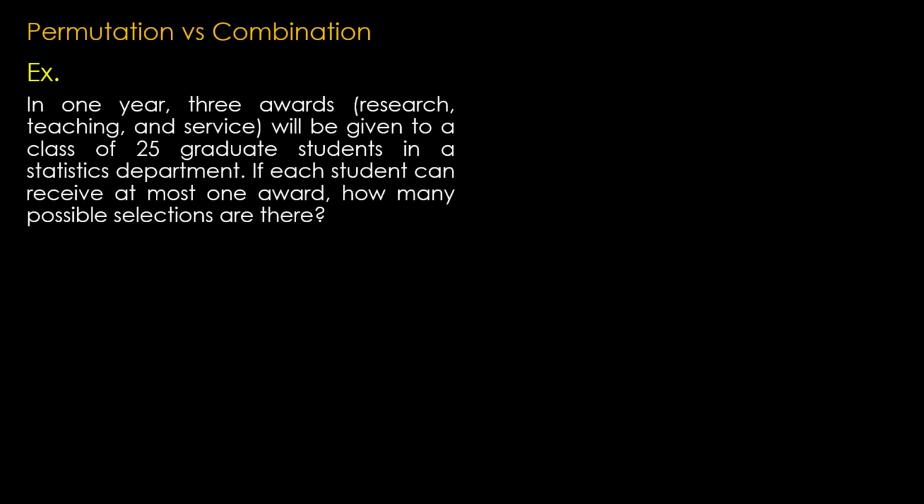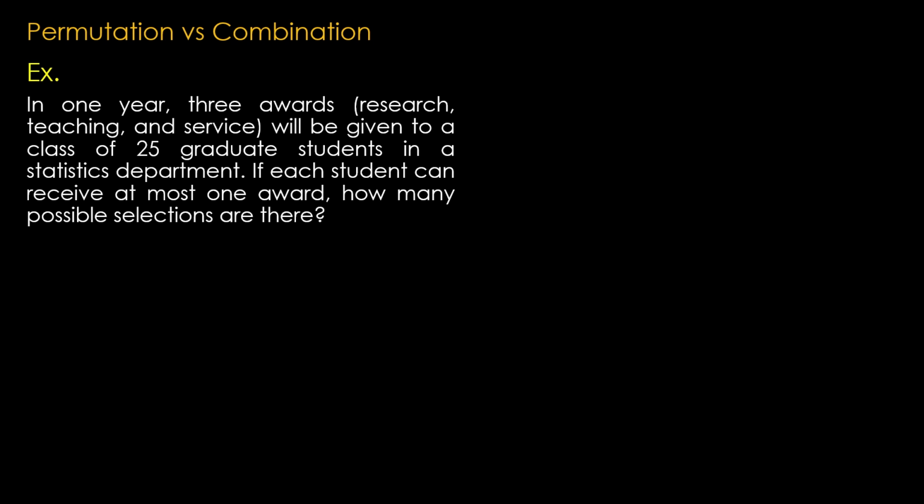So, is this a combination or a permutation? Actually, the difficult part here is to determine if it's combination or permutation. So, is it a combination or a permutation? That's correct, this is permutation. Because there are 3 distinct awards. The awards are different. You have research, teaching, and service. Those are different awards.